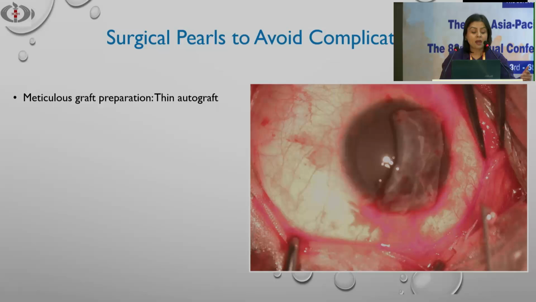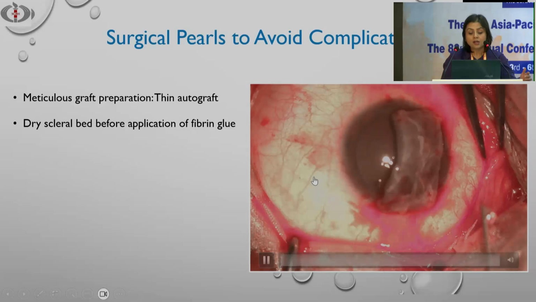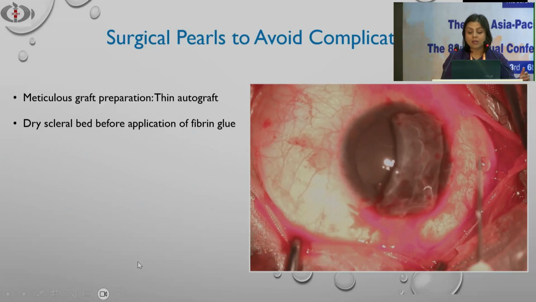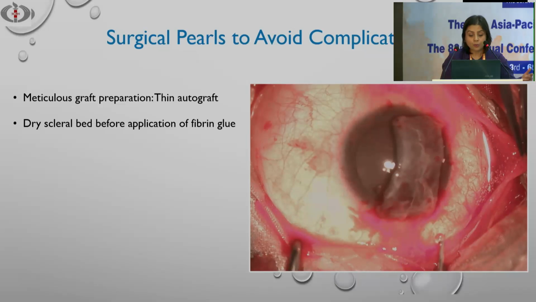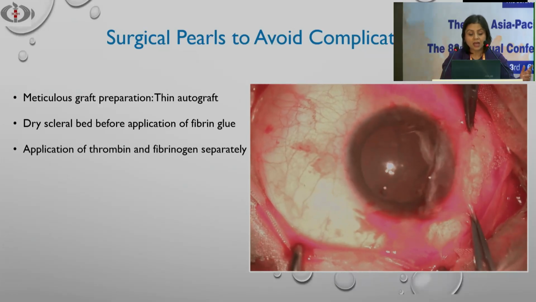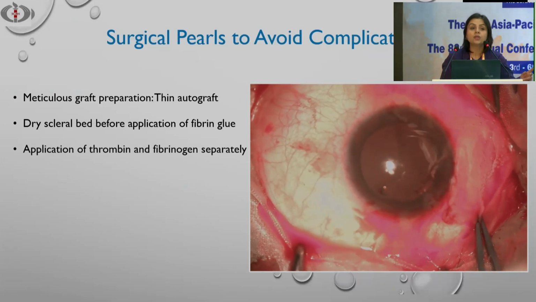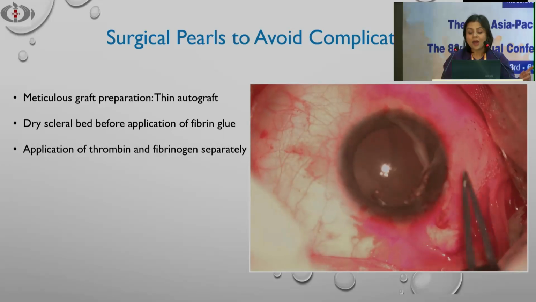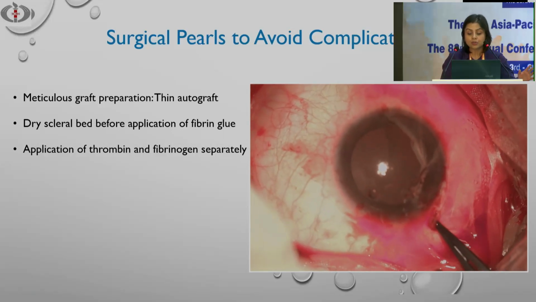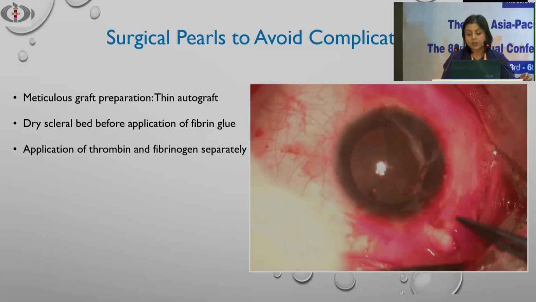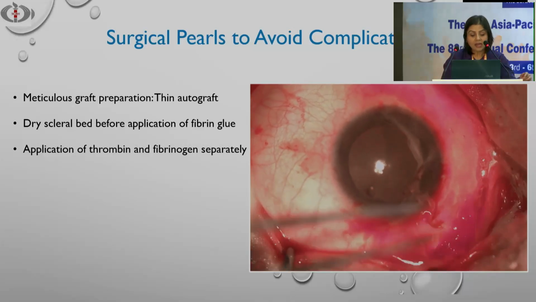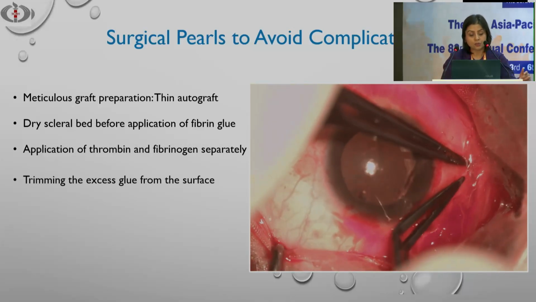First, prepare a thin autograft so that it stretches out better, it sits in better, there are lesser chances of it getting dislocated. Dry the scleral bed before application of the fibrin glue so that you do not have hemorrhage or excess fluid. Use both fibrinogen and thrombin separately in two different syringes so that you have a thin layer and you get time to really anchor the graft. Slide the graft in position and iron it out, and then it sits in really, really well and is less likely to get dislodged from its position.